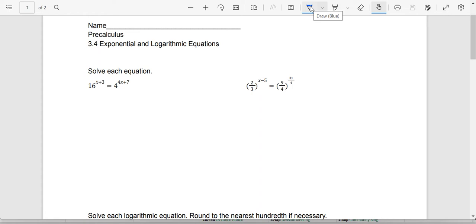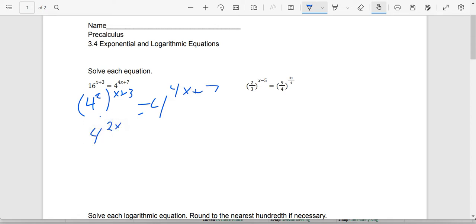So how can we get a common base between the 16 and 4? Well, you can get them to both be 4, right? So 4 squared gets you 16. So 4 squared to the power of x plus 3 equals 4 to the power of 4x plus 7. And power to a power we multiply, so it's going to be 4 to the power of 2x plus 6 equals 4 to the power of 4x plus 7.